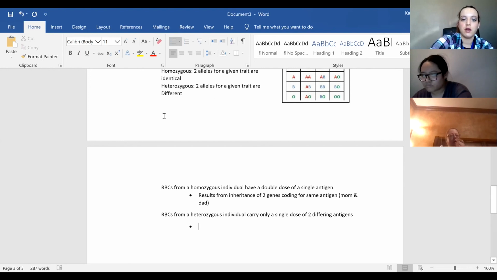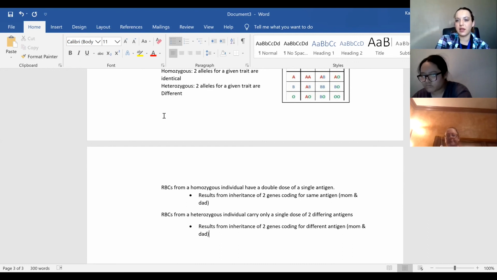So in this case, results from inheritance of two genes coding for different antigens. Still one from mom and one from dad, except mom gave one and dad gave a different one in heterozygous, whereas in homozygous, mom gave one and dad gave the same one. So it'll cause a stronger reaction. Make sense? Okay.